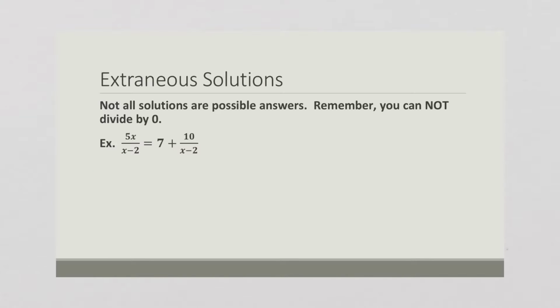Sometimes there's extraneous solutions. Not all solutions that we're going to get are actually possible, because if you recall from our domain discussions, our denominator cannot be 0. So let's go through and solve this example. My common denominator is x minus 2. So the 7 is the only one that needs to get multiplied by my x minus 2. So I end up with 5x equals 7 times x minus 2 plus 10. So I go through and solve my problem. I get 5x equals 7x minus 14 plus 10.